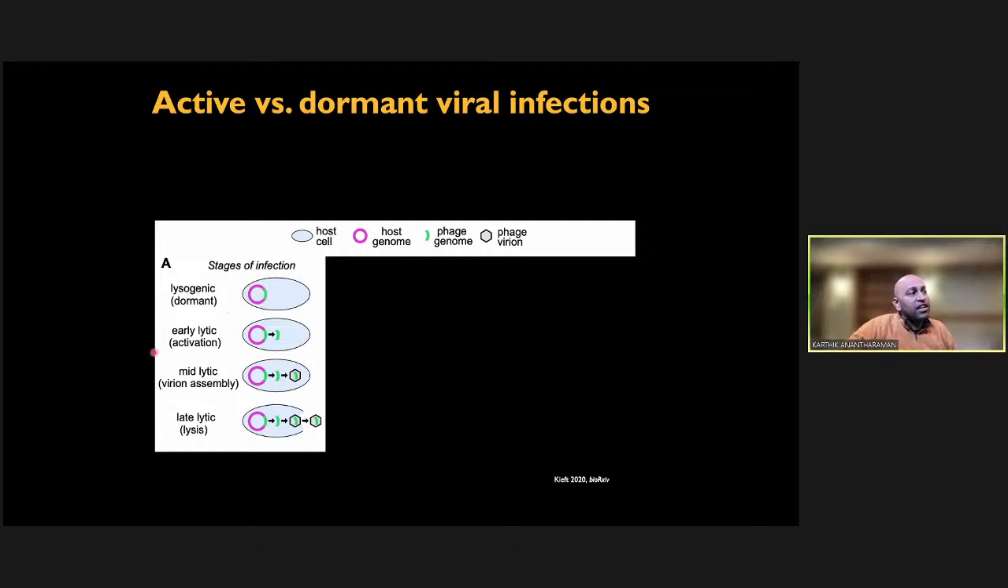In an early lytic stage, this is when the prophage activates, you will see that the prophage genome is expressed. So you have a copy of the prophage genome here separately, and it's also integrated into the host genome. In a mid-lytic stage, this is when the virions or virus particles assemble. You have three stages here. So you have the genome that could exist independently, and then the phage genome will also exist inside a virion. And then finally, you have the late lytic stage, which is the lysis stage.